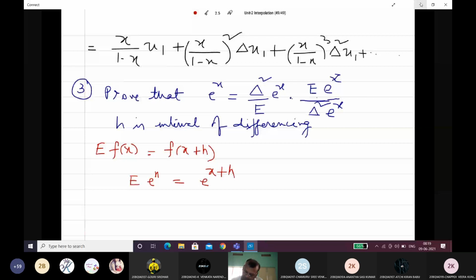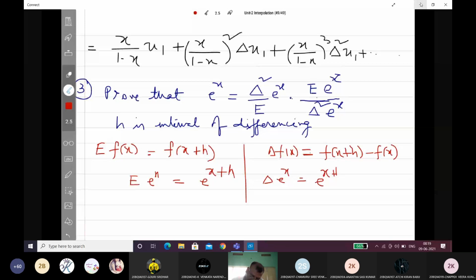Now what about delta of e power x? Delta of f of x is equal to f of x plus h minus f of x. So delta of e power x is equal to e power x plus h minus e power x. Very good.